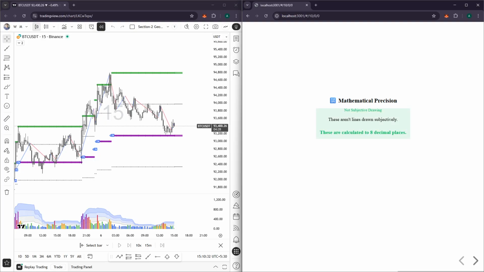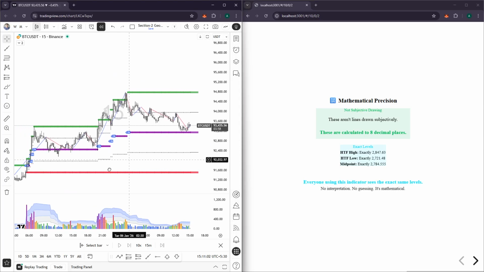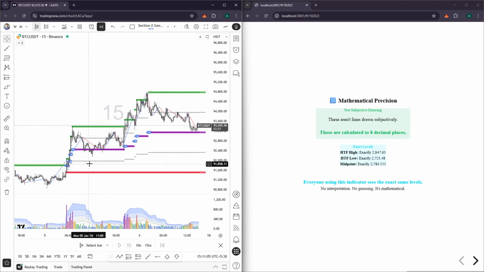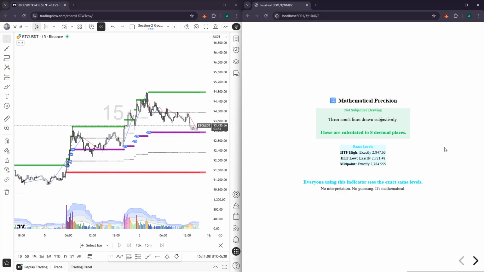Now, here's what makes the system so powerful, and that's mathematical precision. Okay, these aren't lines that I drew subjectively. It's not that I thought, okay, this is making this, and I just drew it. No, these are calculated to 8 decimal places. HTF high is exactly at certain points, which is the high of the market. HTF low is the lowest low of the market of that week. You see here, and midpoint is exactly the midpoint of HTF high and low.